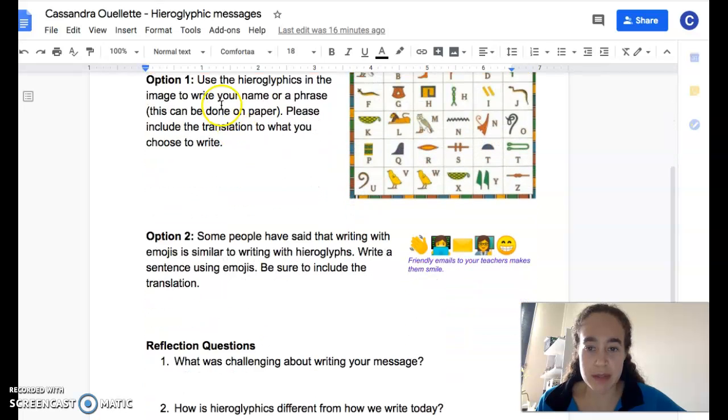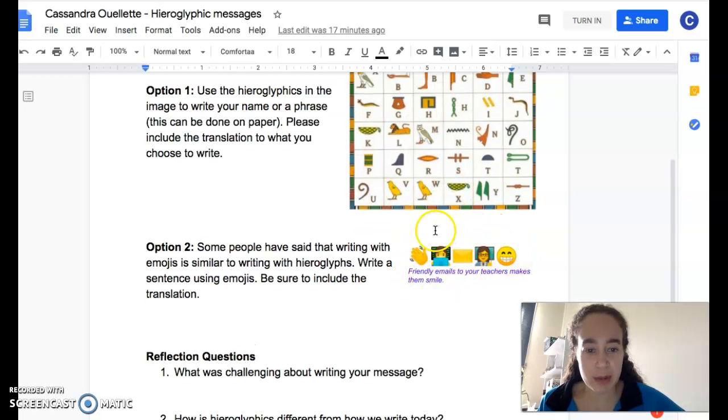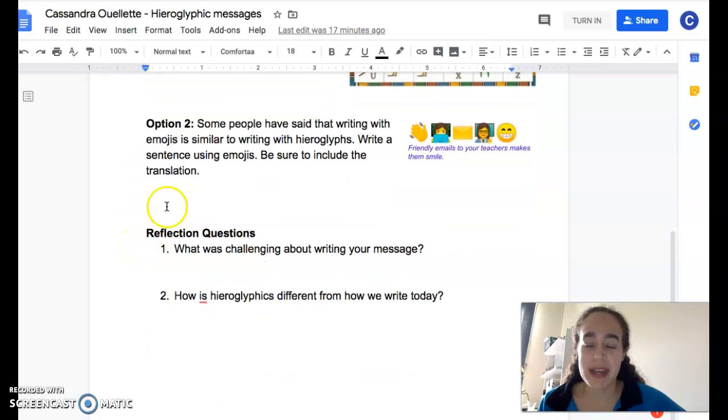So these 2 options here are kind of fun. They give you either a choice to write with hieroglyphics or write with emojis. Make sure you include a translation, doesn't matter which option you choose. And then answer these 2 questions over here. This is the part that I'm going to be reading to grade.